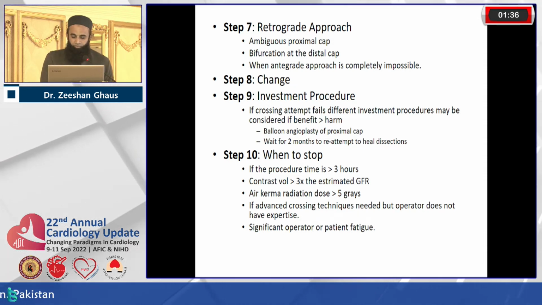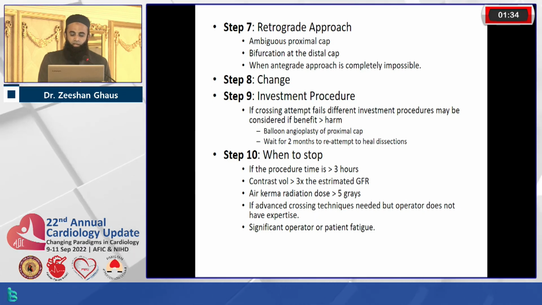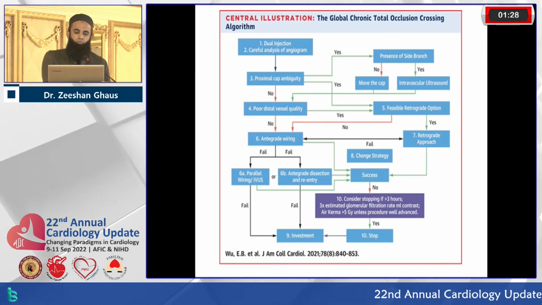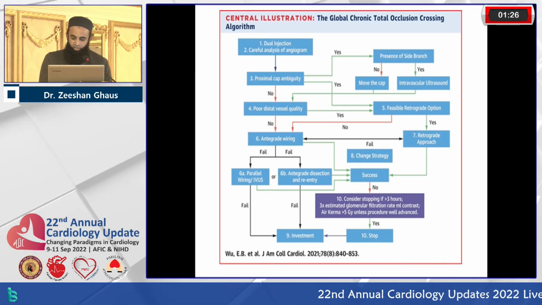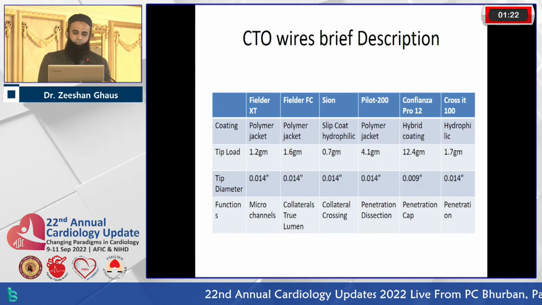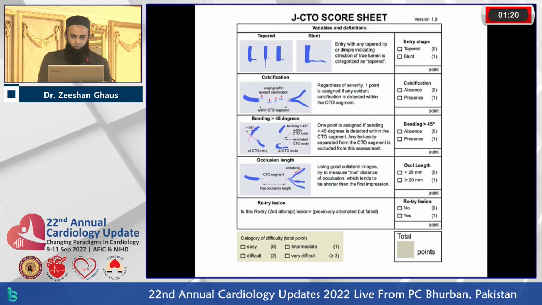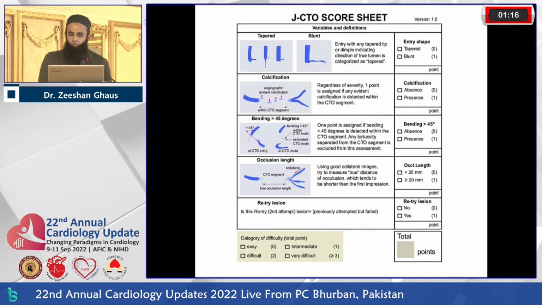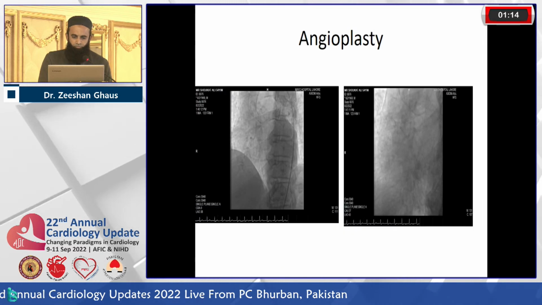These are the 10 steps we should follow, and this is the consensus document. This is the algorithm of all those 10 steps given in this paper. This is a brief description of the CTO wires. In our case, the J-CTO score was more than 3.